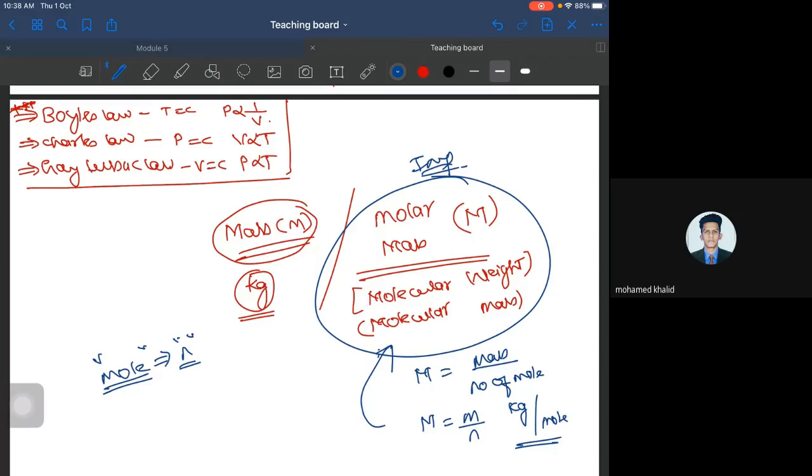So in order to understand all this, first I have to define what a mole is. There is a number which is very, very familiar, which is 6.022 into 10 to the power of 23 or something.